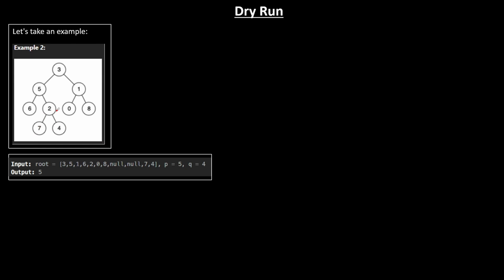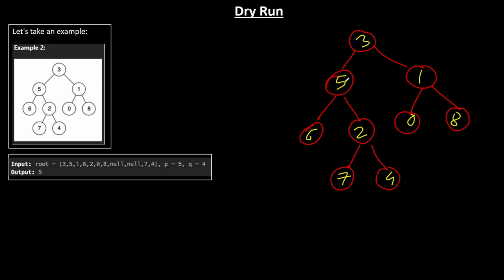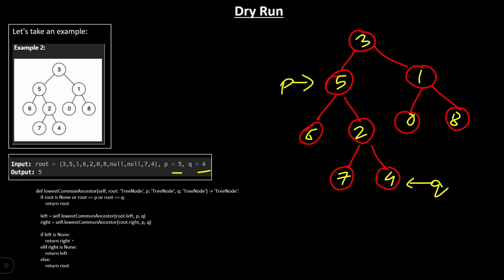Now since we have the understanding of the code, let's look at a dry run of the example. Let me draw down the tree first. Okay, I've drawn the tree here already. For this particular example, P is 5 and Q is 4. Great. I brought down the code also, if you could see it on the left hand side. Okay, now let's do the dry run.